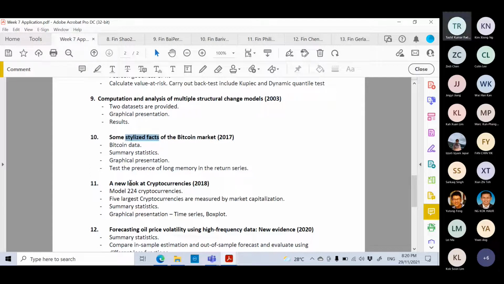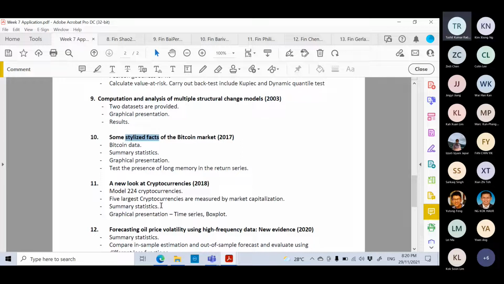So in this paper, they model 224 cryptocurrency series altogether. But after that, they concentrate on 5 series, where the 5 series are the 5 most important, measured by market capitalization. Then in this research paper, they provide the time series plots. This is normally seen in a time series data paper. They provide the time series plot of the data set.